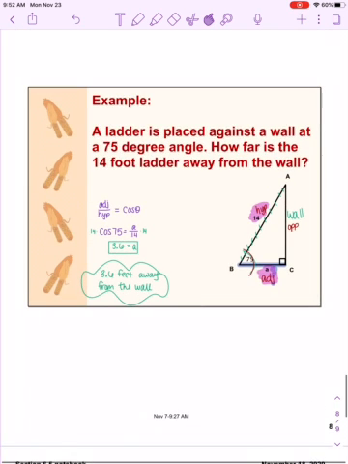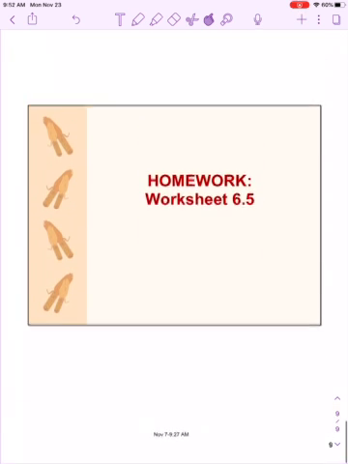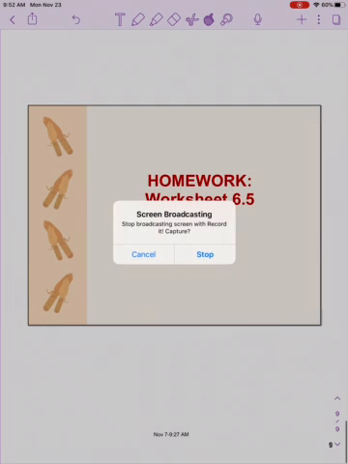And that's it. So swoop the angle you know or the angle you're trying to find. Label your sides and then decide what you know or what you're trying to find and which function that goes with. That's it.